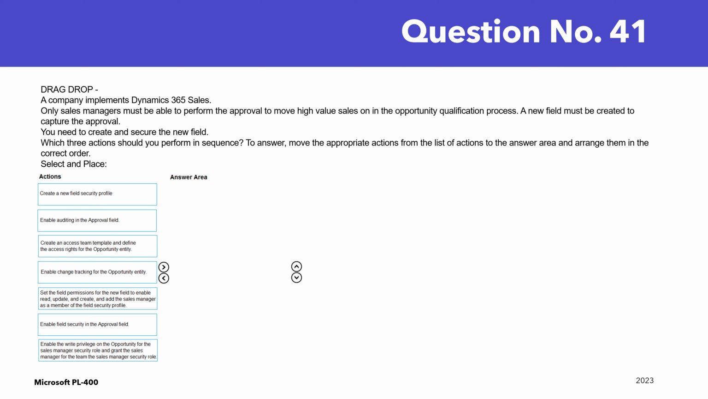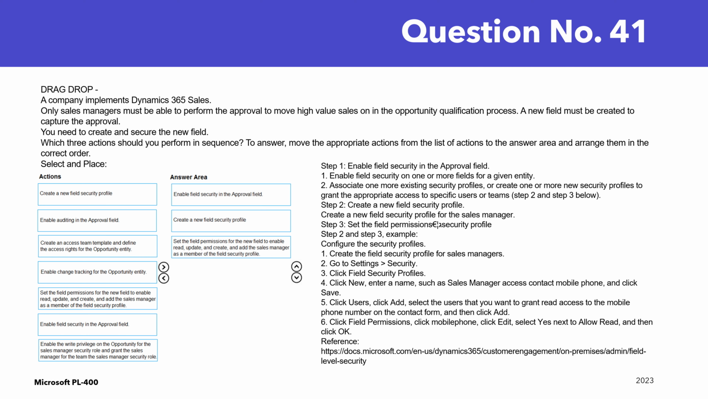Which 3 actions should you perform in sequence? To answer, move the appropriate actions from the list of actions to the answer area and arrange them in the correct order. Actions. Enable field security in the approval field. Create a new field security profile. Set the field permissions for the new field to enable read, update, and create, and add the sales manager as a member of the field security profile.